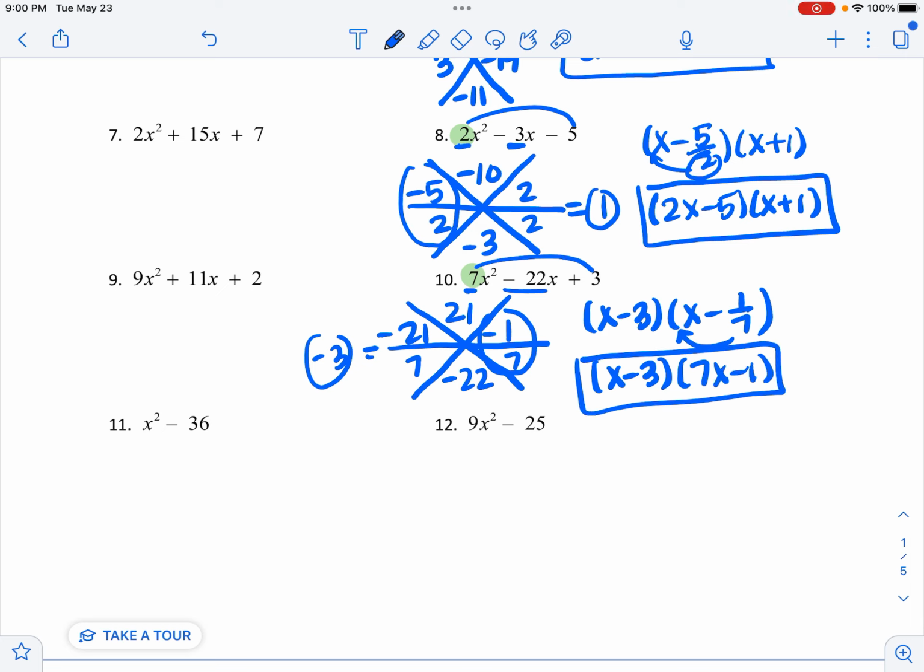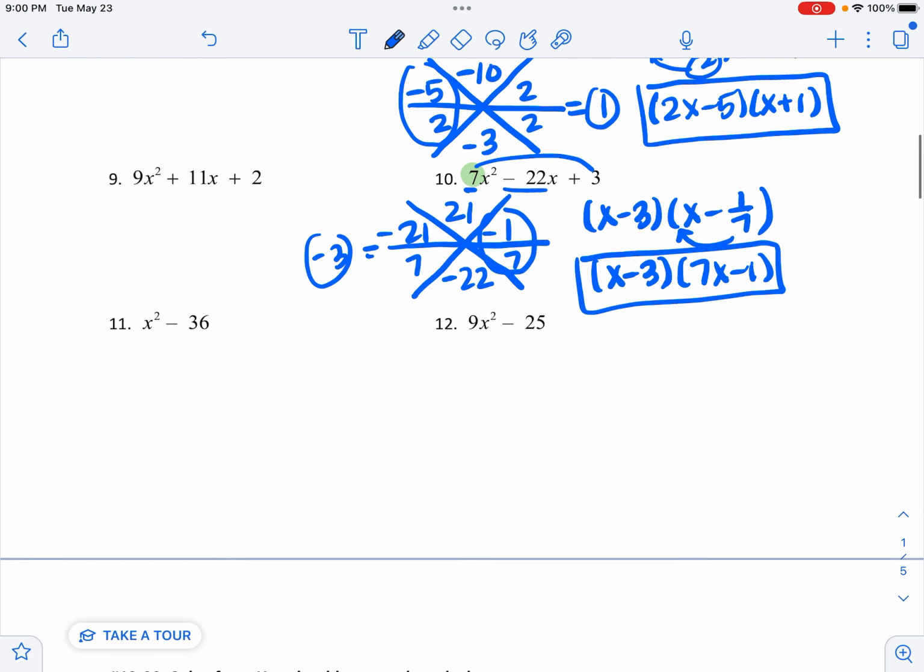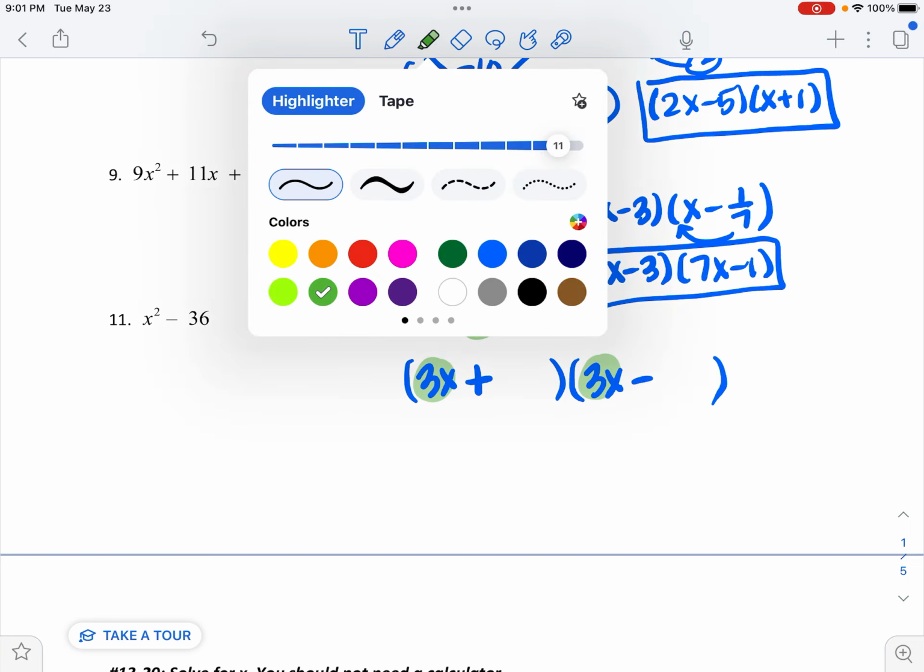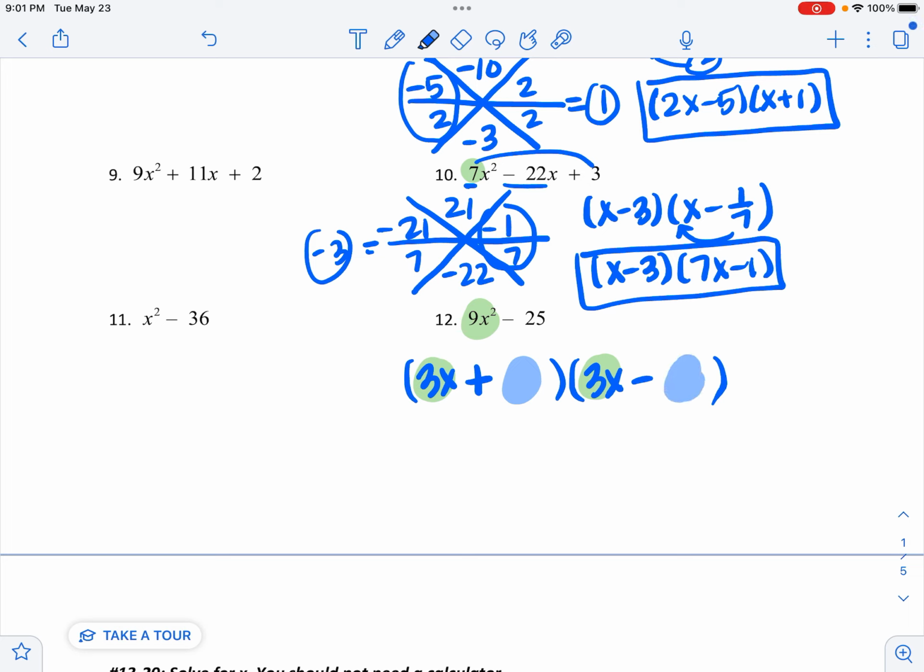All right, number 9. When you have two terms and a minus sign in the middle, this is going to be a difference of two squares. So check it out. I need two numbers that if I multiply them together, I'm going to get 9x squared. So I know that's going to be 3x and 3x. Then one's going to get a plus, one's going to get a minus. And I also need two numbers that if I multiply them together, I'm going to get 25. Well, now I know that's going to be a 5 and a 5. So if we clean this up a little bit, this would be 3x plus 5 times 3x minus 5.